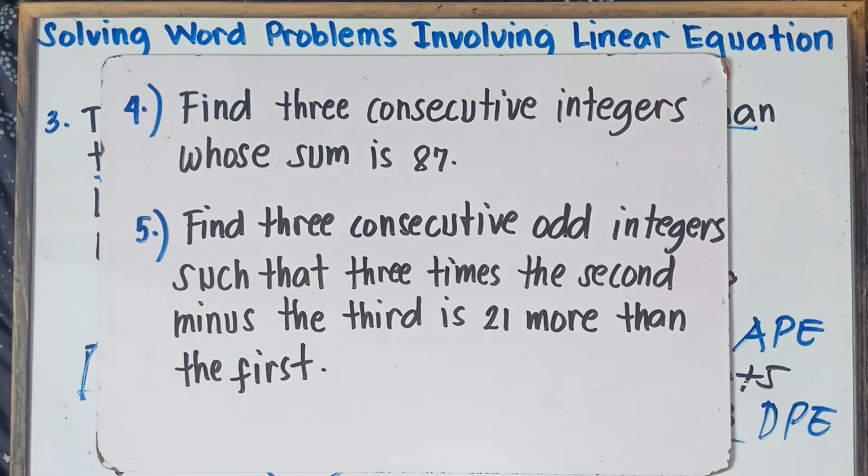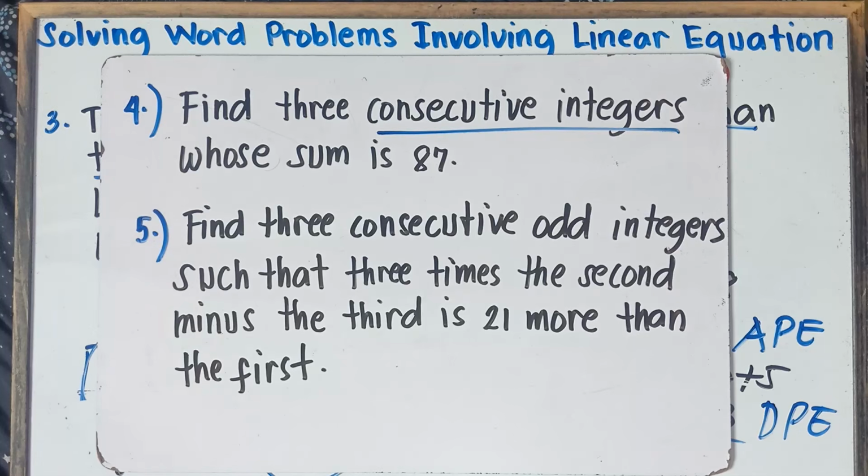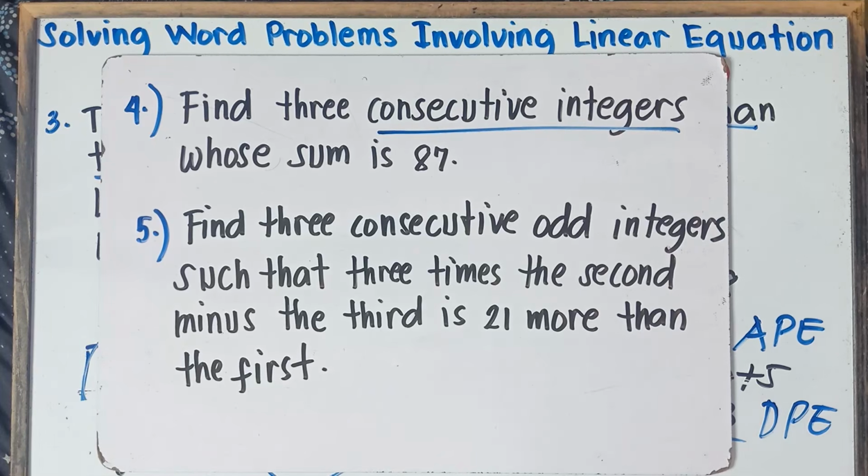For number 4, find 3 consecutive integers whose sum is 87. Just simple consecutive integers, and their sum is 87. So you try to answer that one. And then number 5, find 3 consecutive odd integers such that 3 times the second minus the third is 21 more than the first. Once again, class, you try to answer this one and put your answer in the comment section down below. Let me check, class, if you really understand our topic.